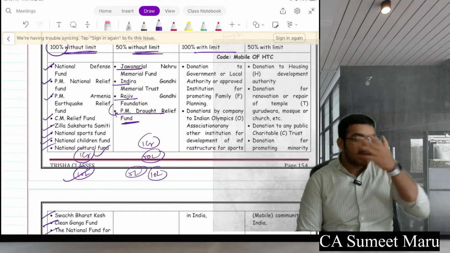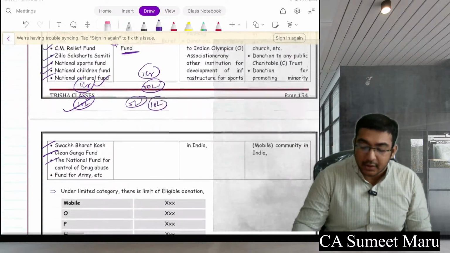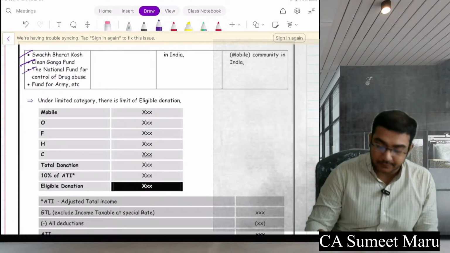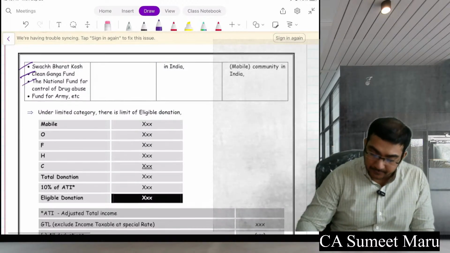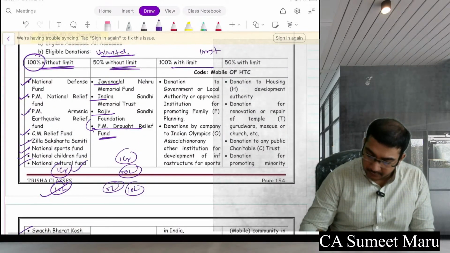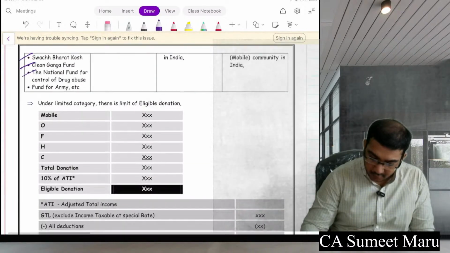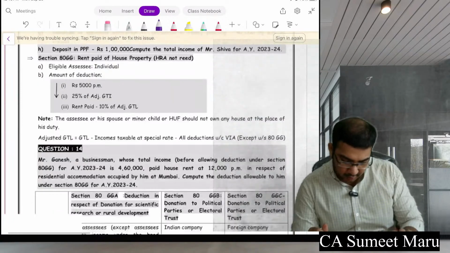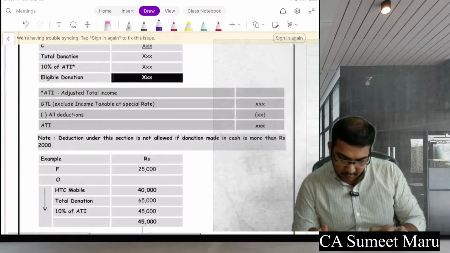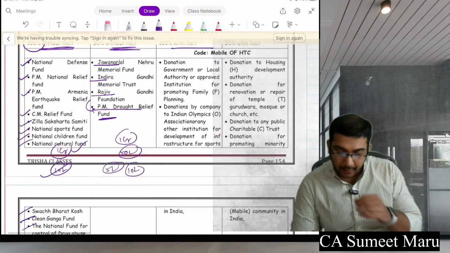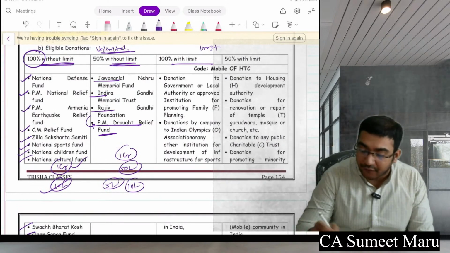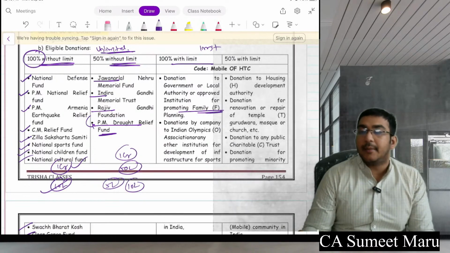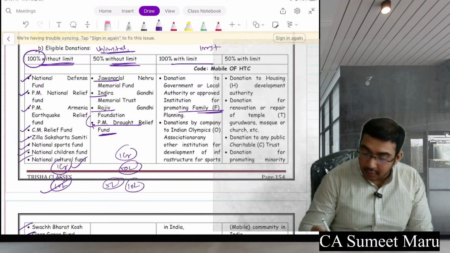Further, the next deduction is limited category. So what is the limit? See how we can remember this limit. Wait a minute. Where is that limit? Wait a minute. Yeah. What is the limit here? So for payment to promotion of family, the limit is 100%.